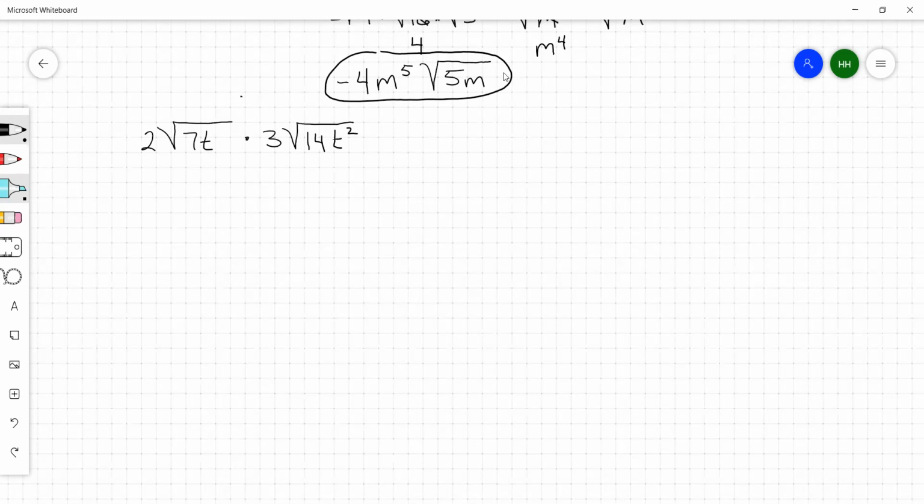Looking at this individually, the 2 times the square root of 7t is in simplest form, and the 3 times the square root of 14t squared is in simplest form. But as a product, it's not going to be. So the first thing you're going to do here is put this back together, or just multiply. You take the 2 times the 3, and you get a 6. And then under the radical, we got a 7 times a 14. That's a 98. And we got a t times t squared, and that's t to the 3rd.